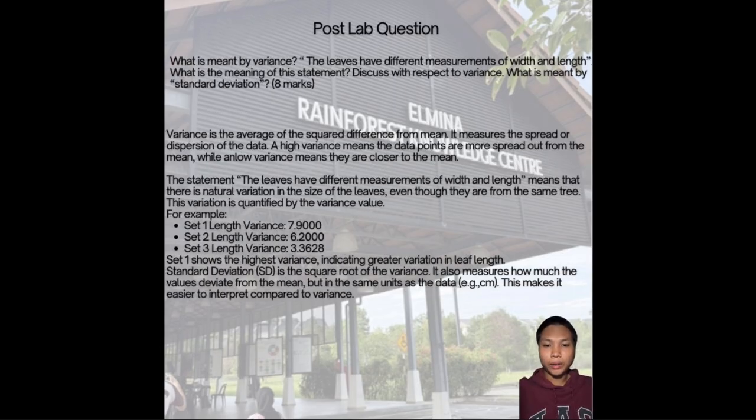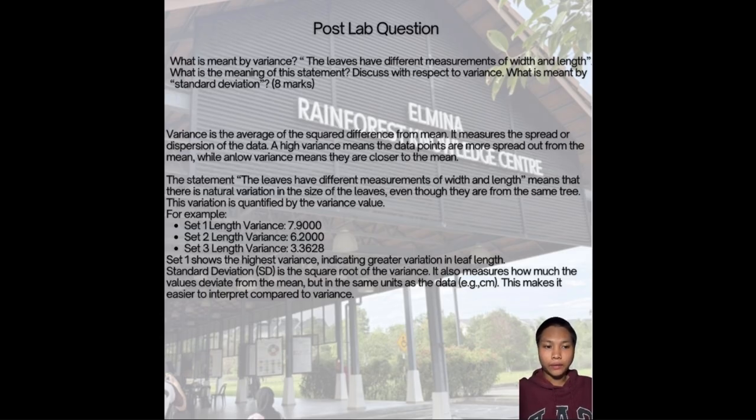Question 2 in practical 1: what is meant by variance? The leaves have different measurements of width and length. What is the meaning of this statement? Discuss with respect to variance what is meant by standard deviation. For me, variance is the average of the squared differences from the mean. It measures the spread or dispersion of the data. A high variance means the data points are more spread out from the mean, while a low variance means they are closer to the mean.